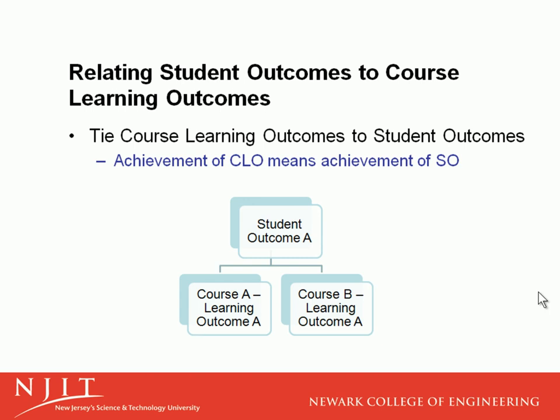What we're doing with course learning outcomes and student outcomes is relating the two. So if you look at this example, we have 2 course learning outcomes, one from course A, one from course B, and both of them are related and tied into student outcome A. The achievement of the course learning outcome means we have achieved the student outcome.